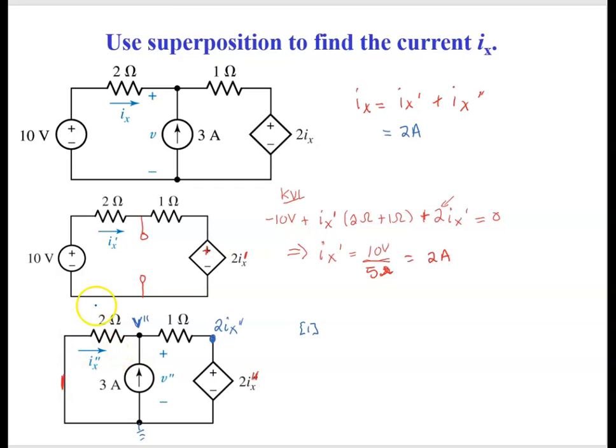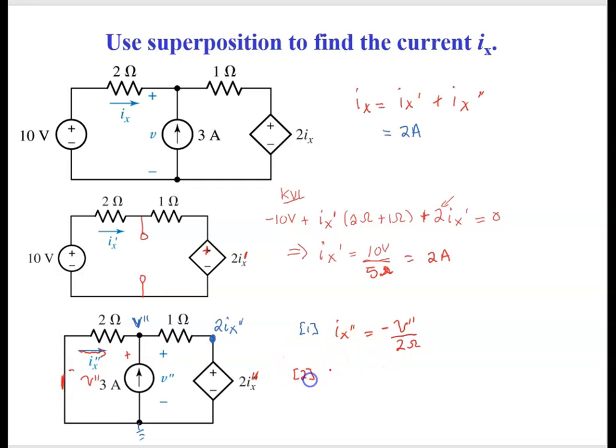So this current Ix double prime is flowing in this direction, and this voltage from here to here is our V double prime. So what we have is that our Ix double prime is equal to the negative of V double prime divided by 2 ohms. So there's our dependent source equation.